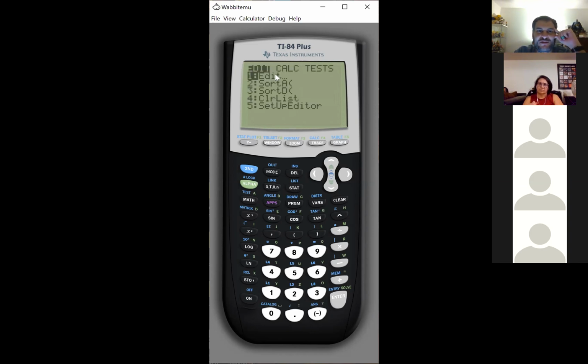So you should be in this screen where it says edit, calculate, and test. In our problem, we want to edit the problem because we want to enter the data set. So I'm going to go to edit. Anytime you have numbers in your list, so I have L1, L2, and L3, you want to press the up button, press clear, and press delete. And now everything is deleted. So now I can start from a new list.